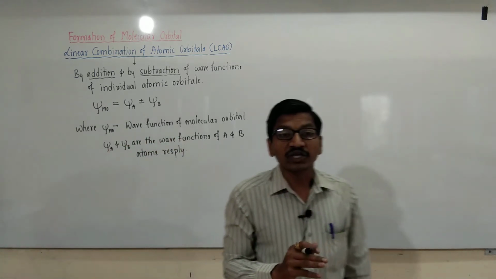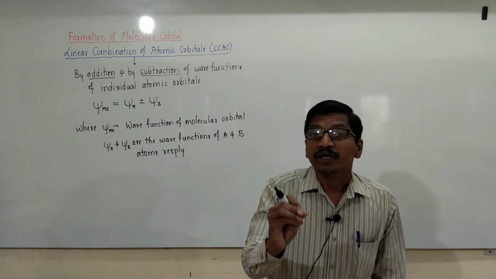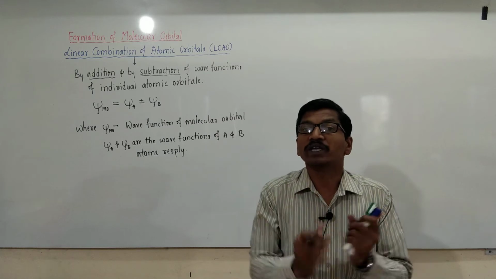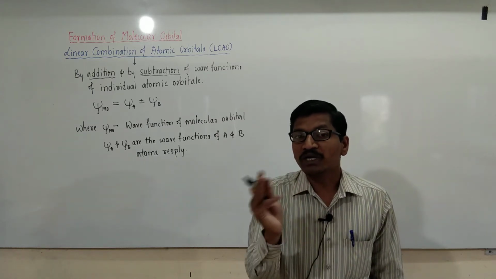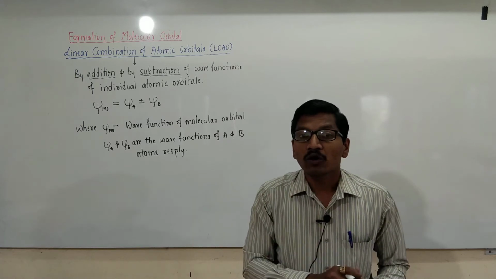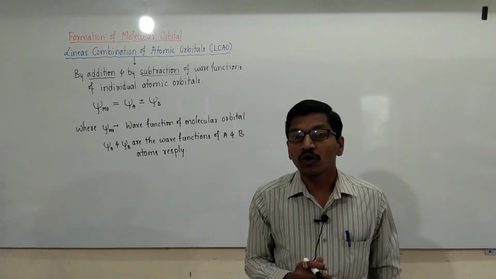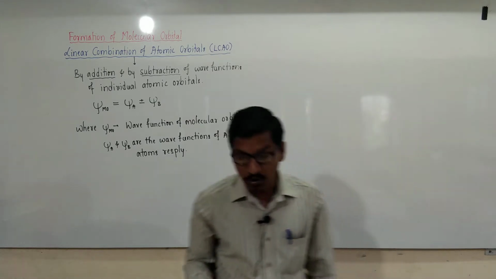As we already discussed, the number of molecular orbitals formed is equal to the number of combining atomic orbitals. As many atomic orbitals combine, that many molecular orbitals are formed. Two atomic orbitals combine to form 2 molecular orbitals. Six atomic orbitals combine to form 6 molecular orbitals. Those are further divided into bonding as well as anti-bonding.